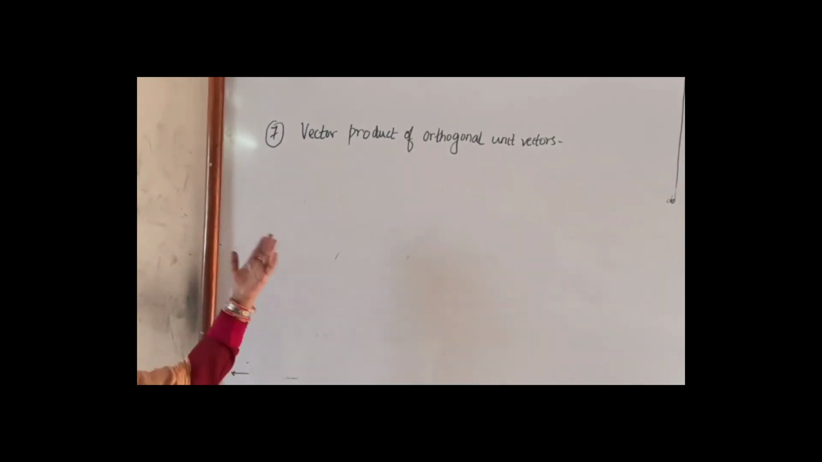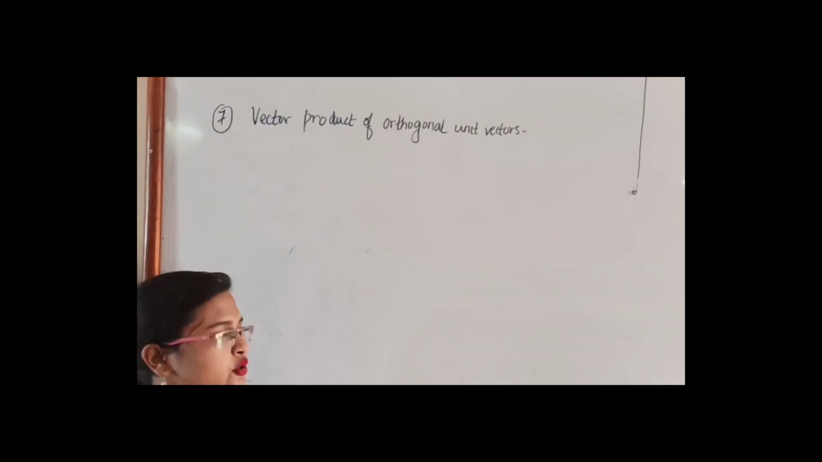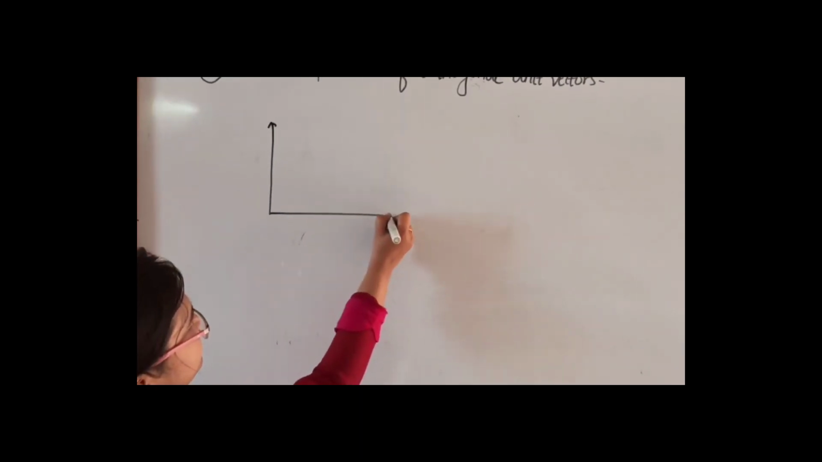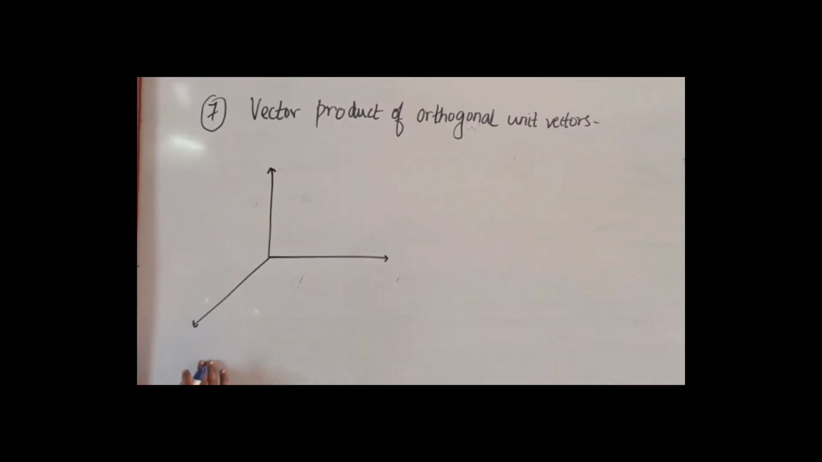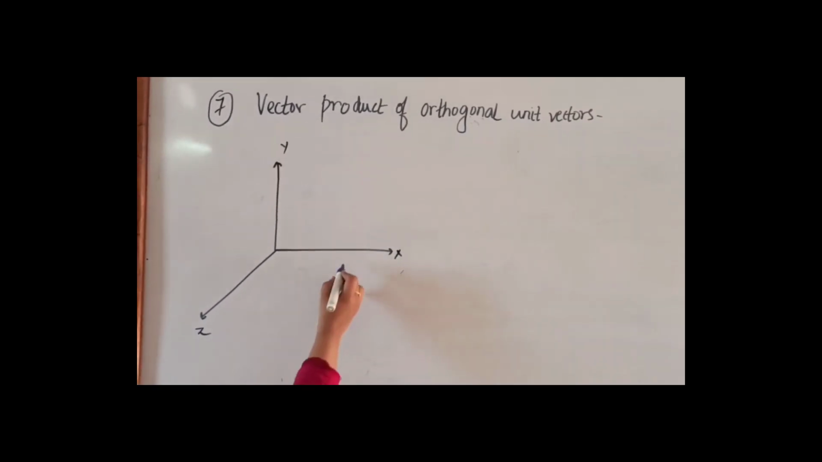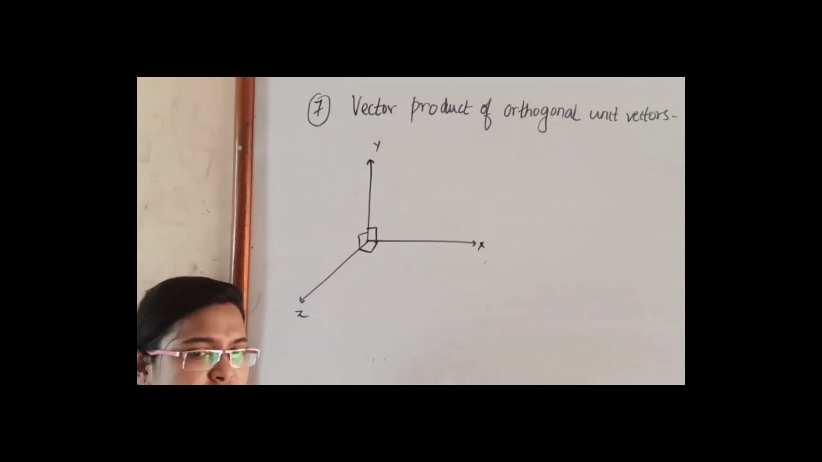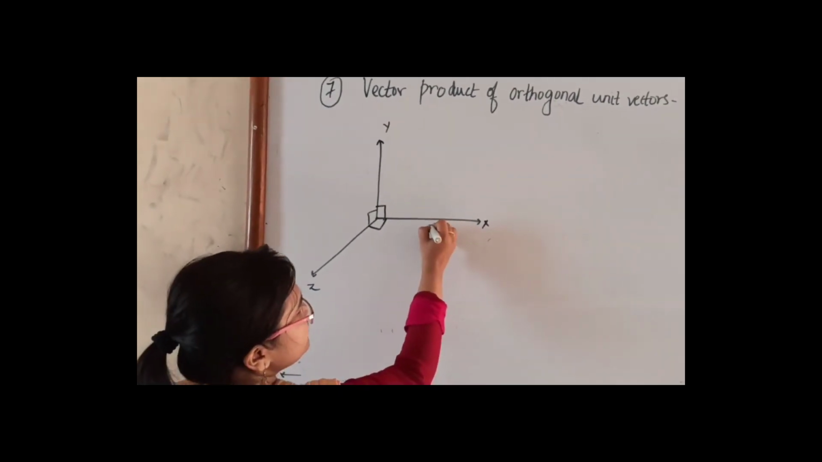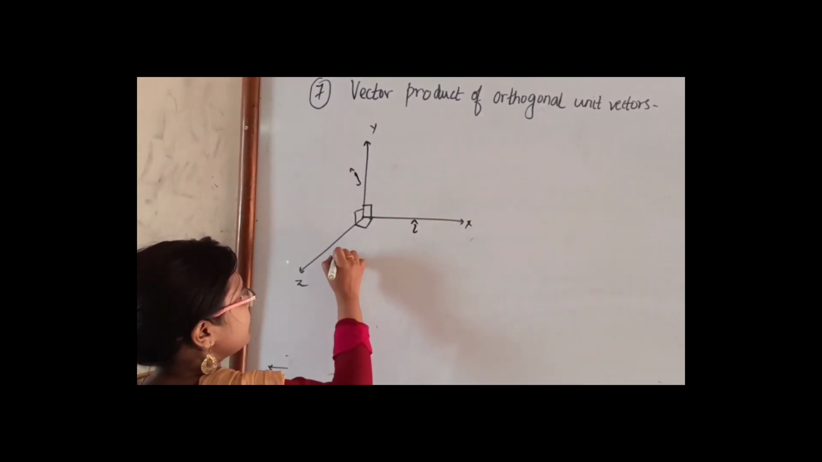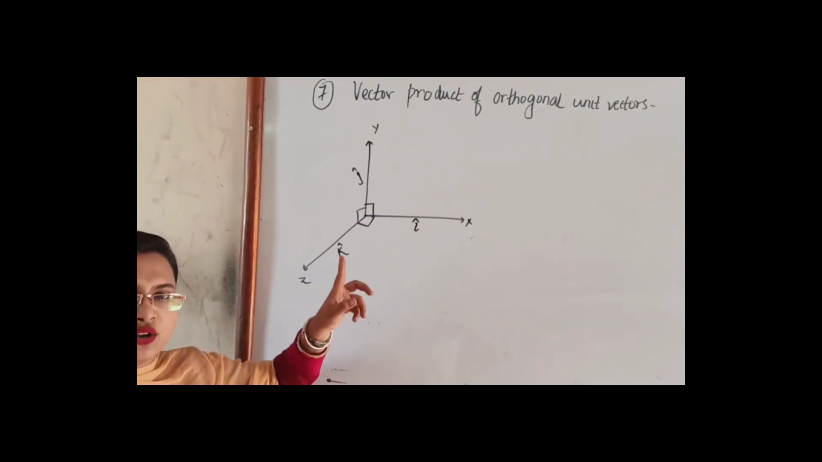Okay, the seventh property of vector product is the vector product of orthogonal unit vectors. You all have a great idea about orthogonal unit vectors. Consider Cartesian coordinates. This is the x-axis, y-axis and z-axis. These are all mutually perpendicular to each other. The unit vector along the x-axis, we know, is i cap. Along the y-axis it is j cap, and along the z-axis it is k cap. They are all mutually perpendicular to each other.